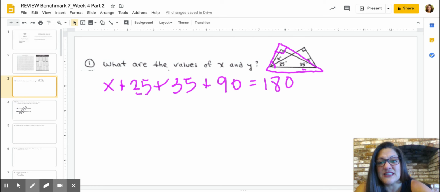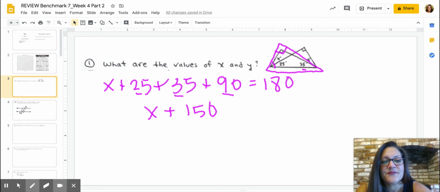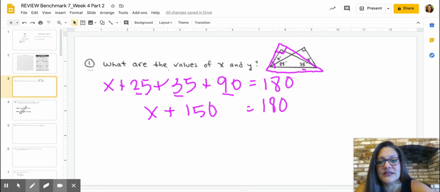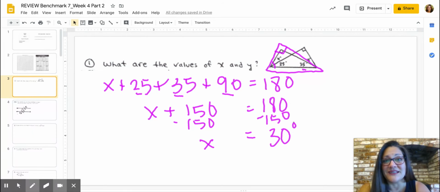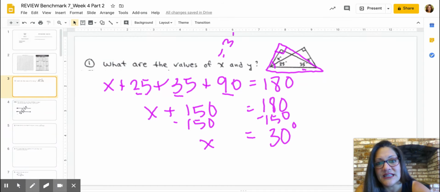If we add these three together, 25 plus 35 is 60. 60 plus 90 is 150. So x plus 150 equals 180. We're going to subtract 150 from each side. That lets me know that x is 30 degrees. Okay, so we have x equals 30 degrees.